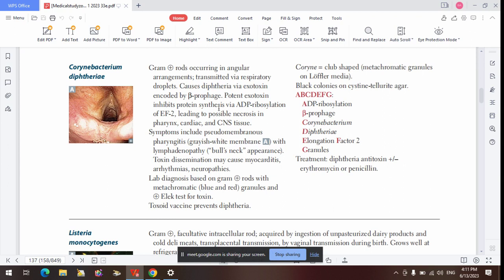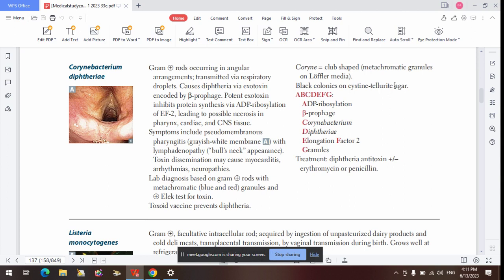We talked about gram staining them, and what do you see? Gram-positive rods arranged in an angular form. You can also culture them in agar like the tellurite agar, where you see black colonies. The culture is essentially on tellurite agar. You can also grow them in the Loeffler medium. When you grow them there, you see the club shape.